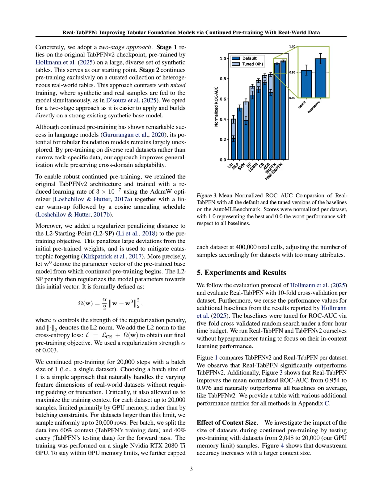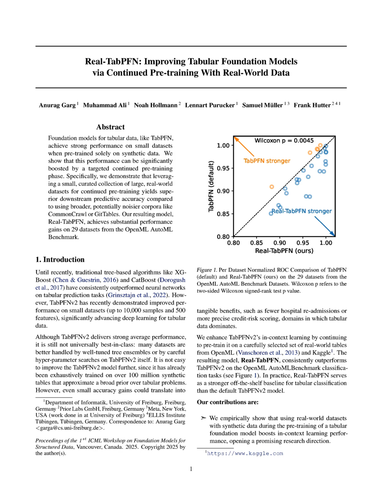Performance evaluation metrics include the mean normalized ROC-AUC, where Real-TabPFN significantly improved from 0.954 to 0.976 compared to its predecessor, TabPFN v2. Additionally, the model's performance was compared against various baselines, demonstrating that Real-TabPFN consistently outperforms them on average. The experiments also included an analysis of the impact of different training data sources, confirming that the combination of OpenML and Kaggle datasets yields the best performance, further validating the model's effectiveness.